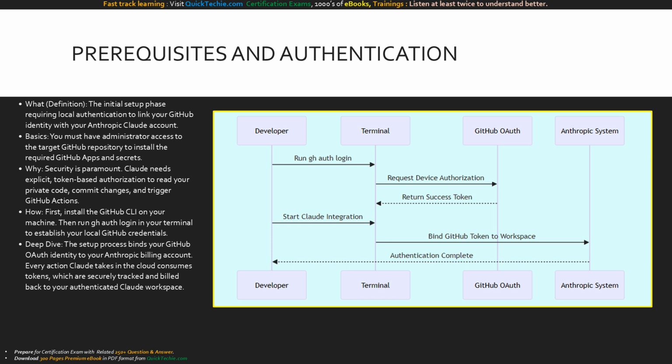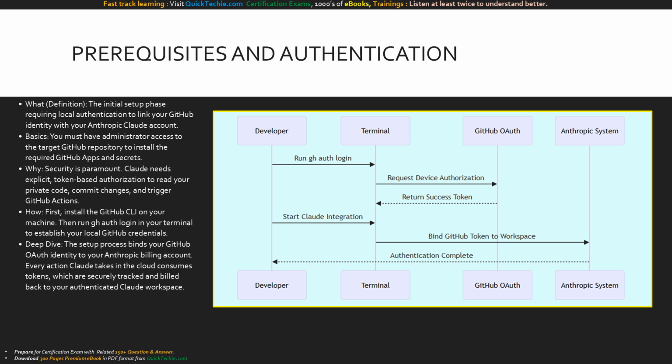How do we set this up? First, you ensure the GitHub CLI is installed on your local machine. Then, run the gh auth login command to authenticate your terminal. In our deep dive, understand that this process binds your GitHub identity to your Anthropic billing account. When Claude operates autonomously inside GitHub Actions, the tokens consumed are securely tracked and billed to your workspace, ensuring enterprise-grade auditability and cost management.